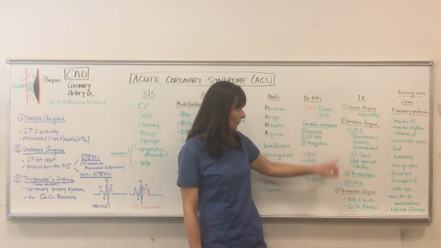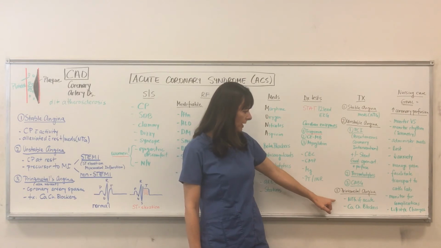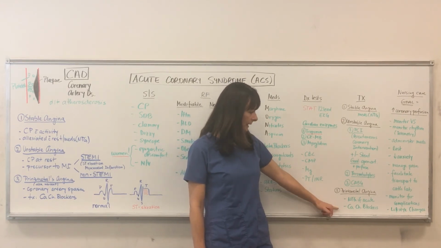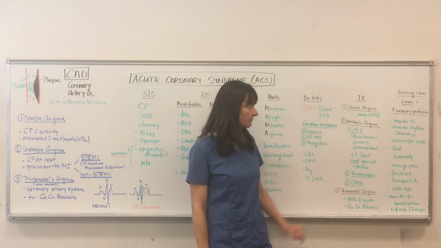And then for our third type of angina, the Prinzmetal angina, nitroglycerin is the treatment if the patient is complaining of acute chest pain, and then calcium channel blockers typically work very well for resolving this kind of coronary artery spasm that the patient is having.